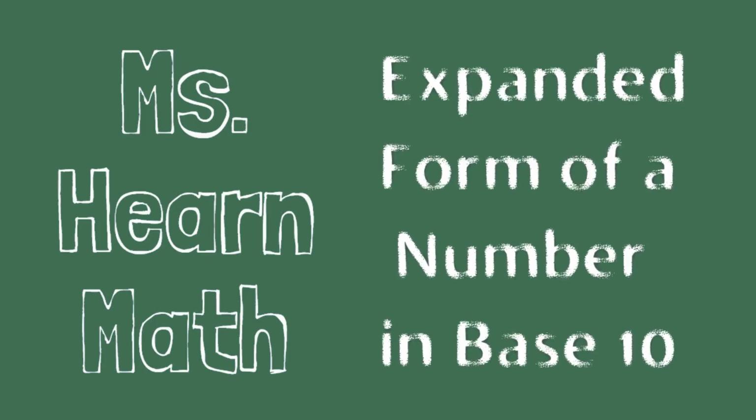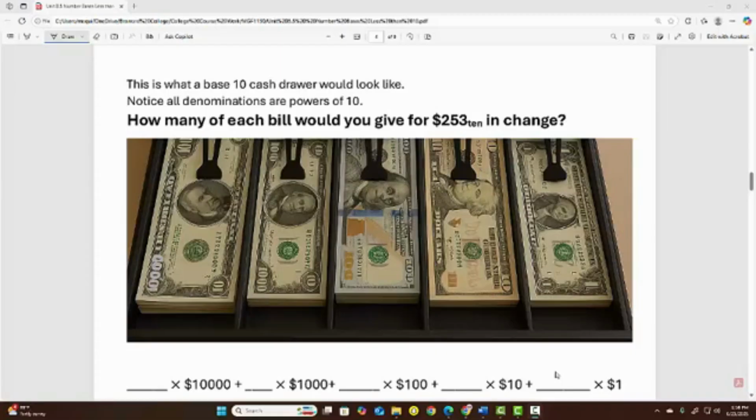In this video, we're going to talk about different types of positional number systems, starting with our own. We work with the base 10 number system. And sometimes we like to write our base 10 numbers, like the number 253, in what we call expanded form.